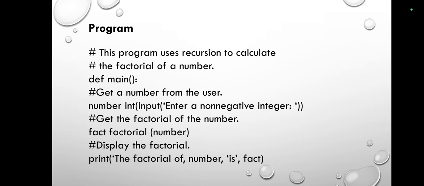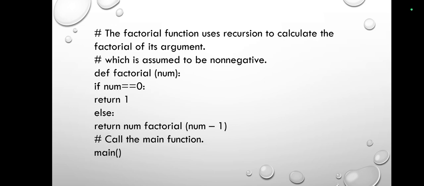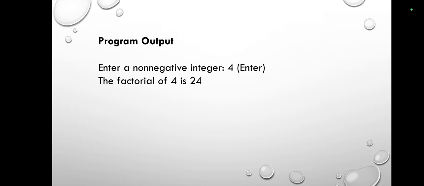The factorial function uses recursion to calculate the factorial of its argument number, assuming it's non-negative. If number is 0, it returns 1. Otherwise, it recursively calls itself with number minus 1 until it reaches the base case. The program calls the main function to start the execution. Here is the program output. Enter a non-negative integer: 4. The factorial of 4 is 24.